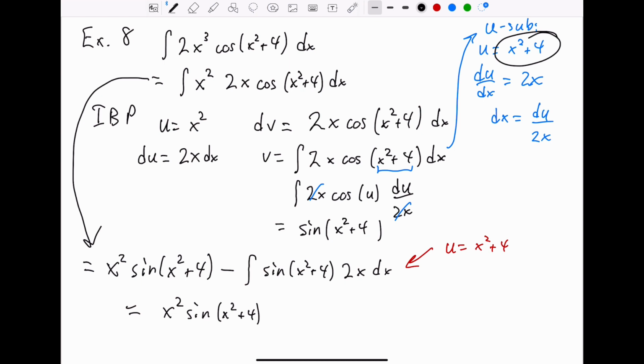Antiderivative of sine is negative cosine. I already have a negative here, so I have negative, negative, positive cosine of x squared plus 4. If we wanted to, we could double check that this is the correct antiderivative, add a plus c, and that is the final answer.